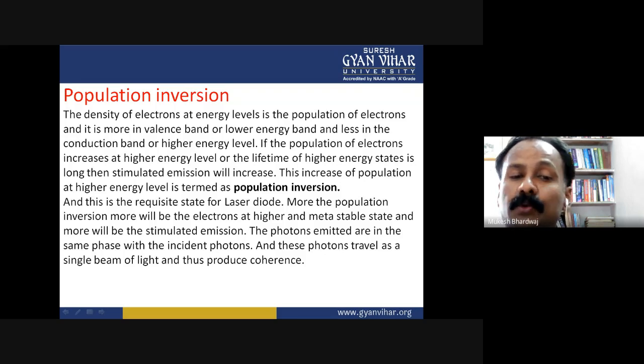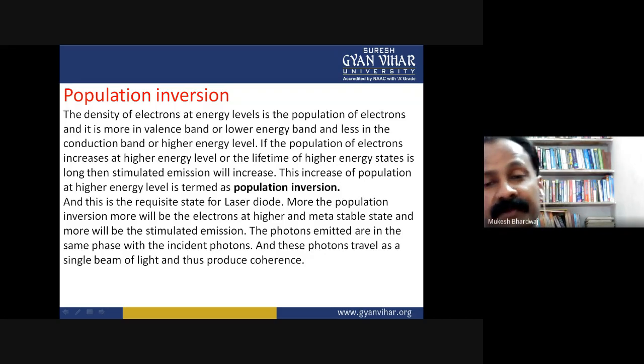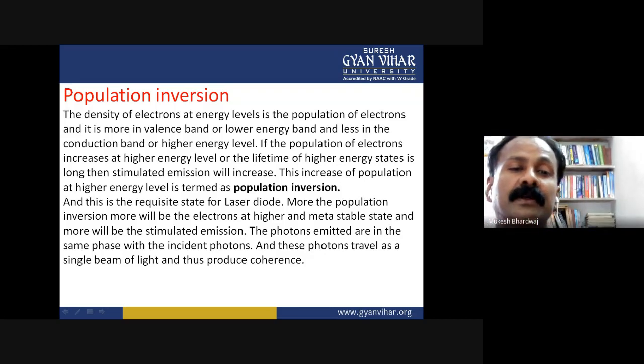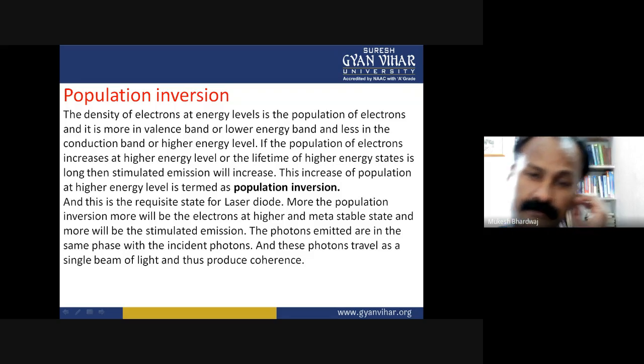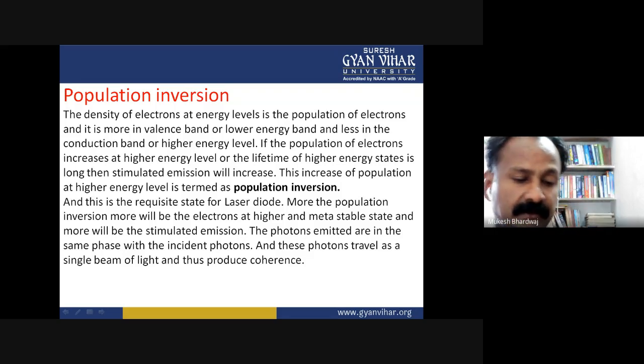However, we can conclude that a semiconductor diode functions like a laser, where gain is greater than loss, if the following conditions are met: population inversion, stimulated emission, and positive feedback. Now, this is all about the phenomena or the working steps of a laser.